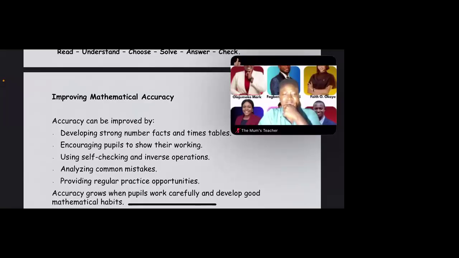All right, let's talk about how we are going to help learners to improve mathematical accuracy. How do we help learners to improve their mathematical accuracy? Number one, develop strong number facts and timetables. I remember the speaker yesterday spoke about memorizing timetables, and we know that it is something that is very hard for children to do, but it's not impossible. There are some multiplication tables that you can use repeated addition for, but it will take you a longer time.